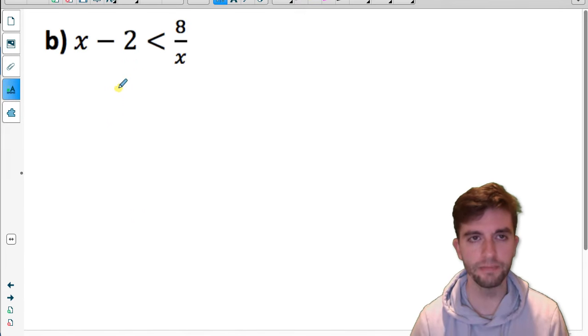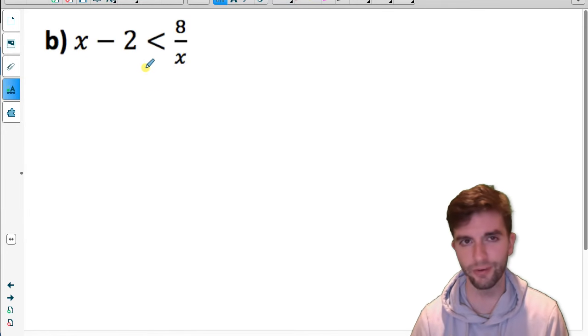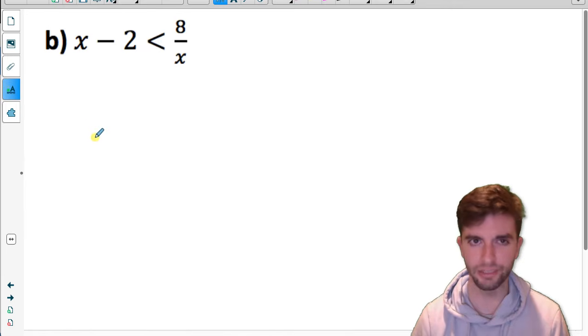So part B, to solve this inequality, resist the temptation to multiply both sides by x, right? Because then we don't know if we have to reverse the inequality or not. We have to split it into multiple cases, so don't multiply both sides by x.